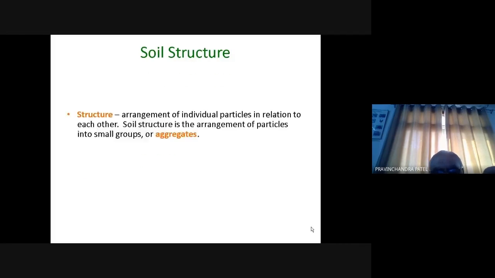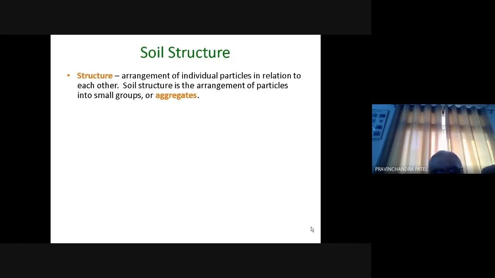Then soil structure. So I told that it is the arrangement of individual particles in relation to each other. So for texture you have to see the size, whereas structure is the arrangement of individual particles in relation to each other.